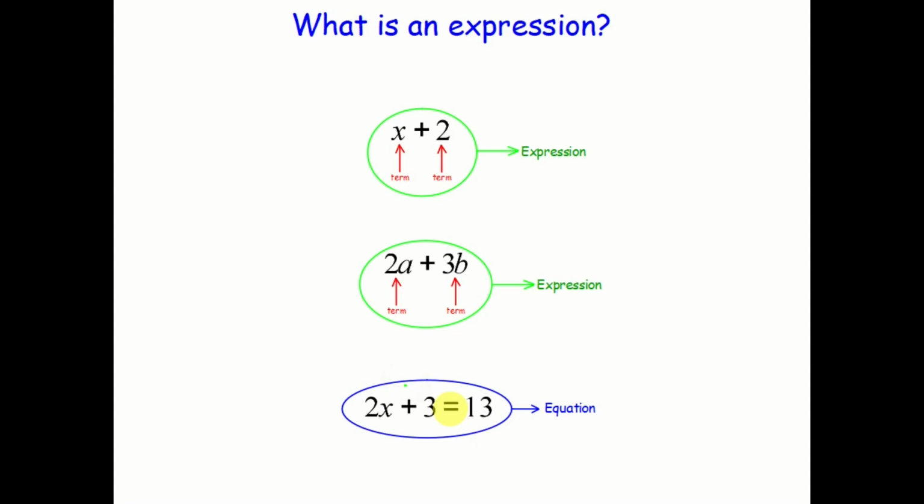You can see here, if I just had 2x plus 3, that would be an expression, just that. But once I put the equal sign in there and equate it to something, then that becomes an equation. But on its own, with no equal sign, an expression is just a collection of terms.